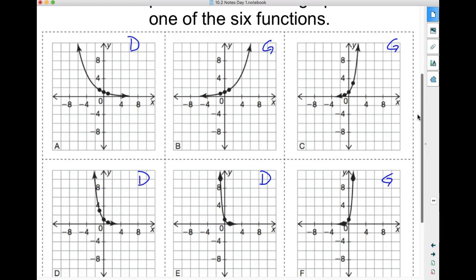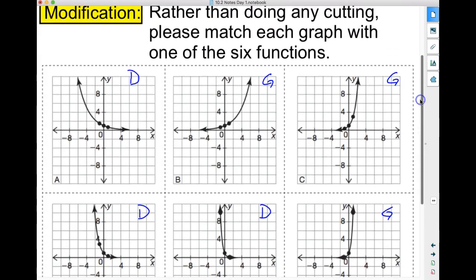So when you're looking at these, think of f of x equals some a times b to the x. If b is greater than 1, it's a growth function. If b is between 0 and 1, it's a decay function. So the one that decays the fastest is going to be the smallest number for b, and the one that grows the fastest is going to be the biggest number for b.